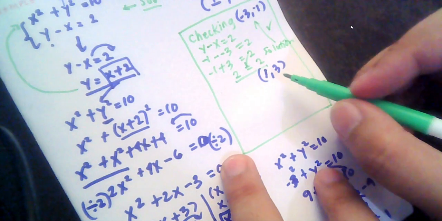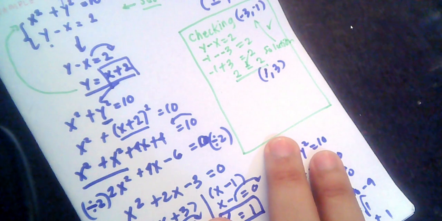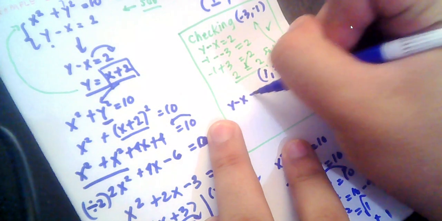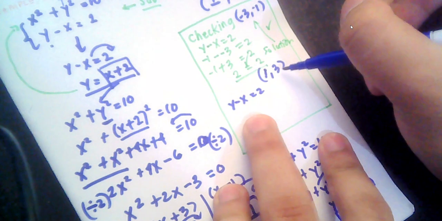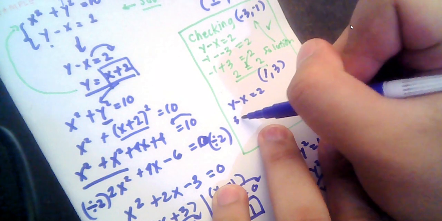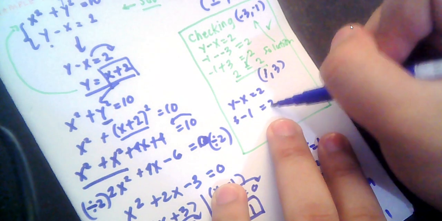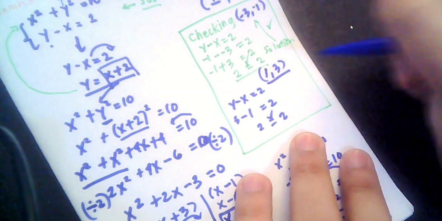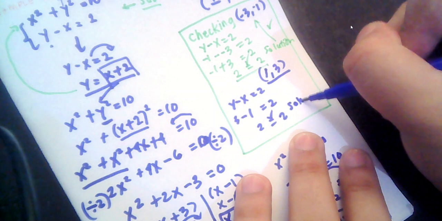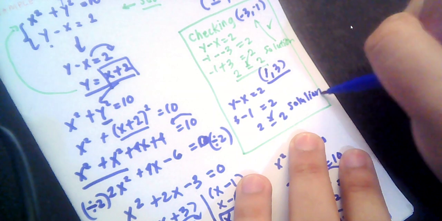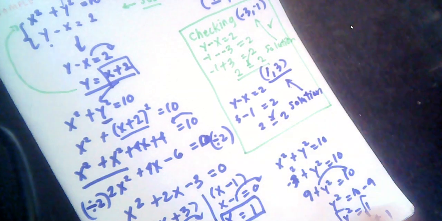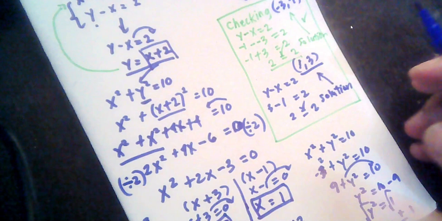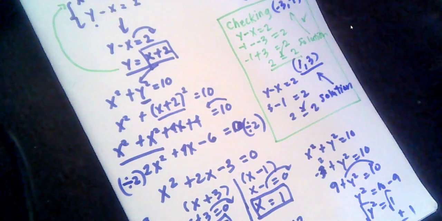The other one, 1 comma 3. Y minus x is equal to 2. Y is 3 minus 1 equals 2. 3 minus 1, 2 equals 2 still. So 1 comma 3 is a solution. That's it. Very simple, nice and simple. Let us proceed to the second example.